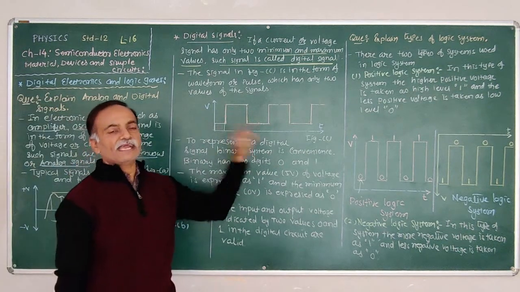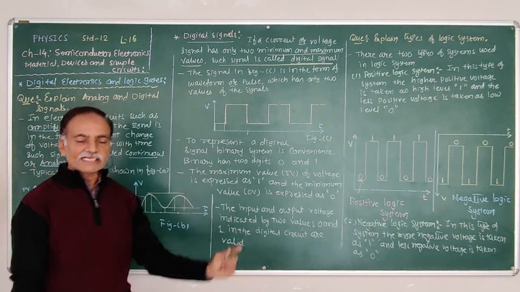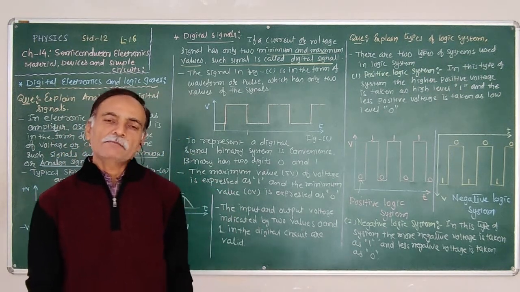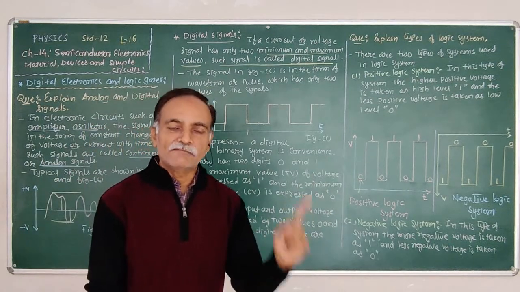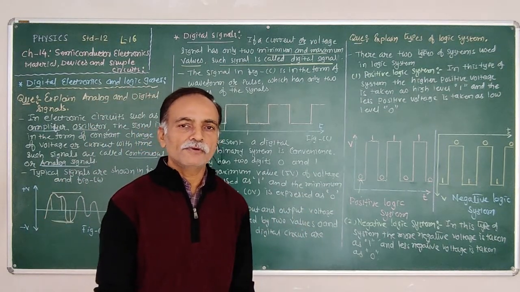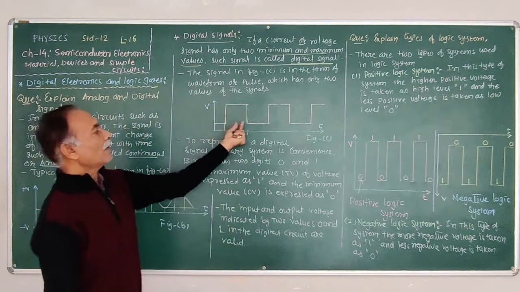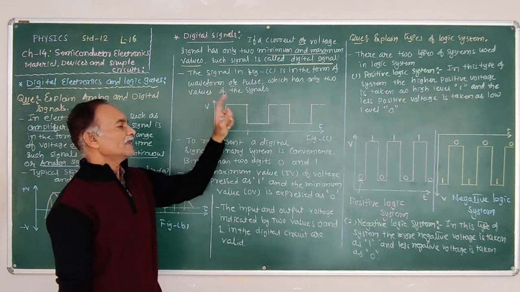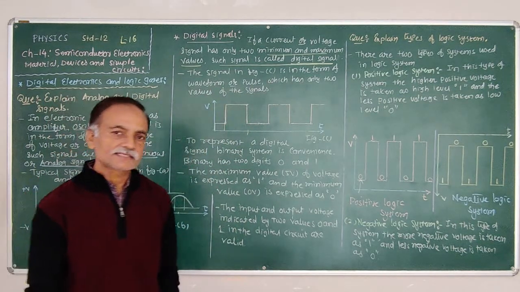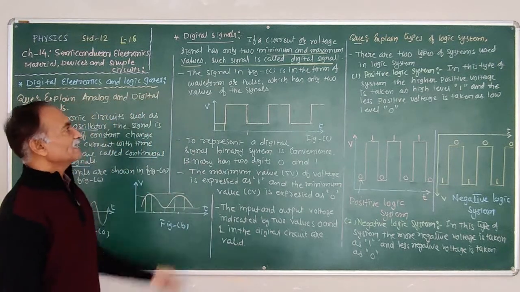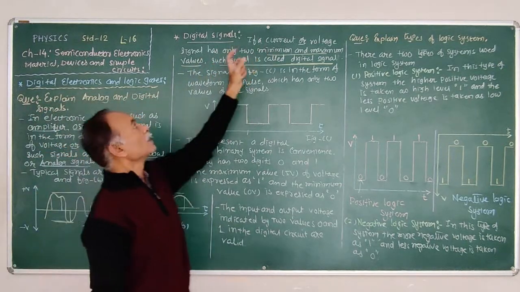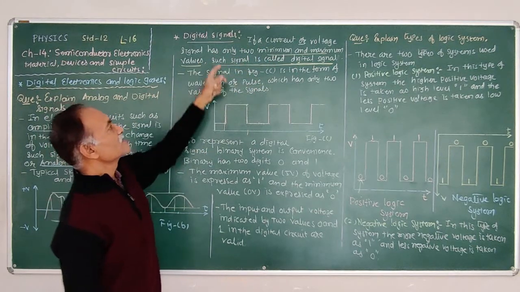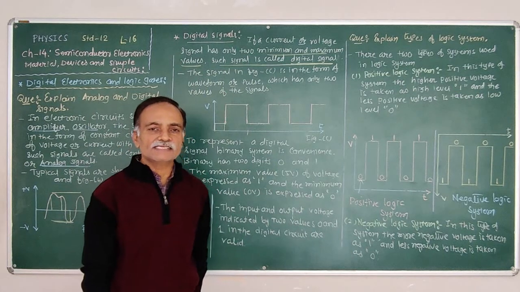This signal does not contain, at any instant of time, a value between maximum and minimum, but only either the maximum or the minimum value. That means any one of the two values, maximum or minimum. Such a signal is known as a digital signal. Again, the definition is that if a current or voltage signal has only two values, minimum or maximum, such a signal is known as a digital signal.